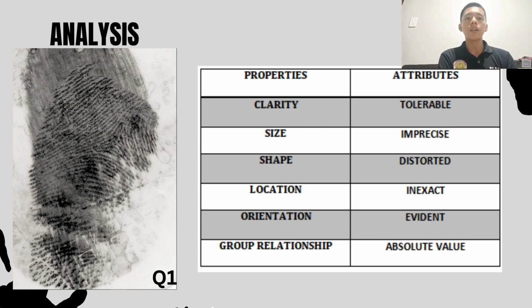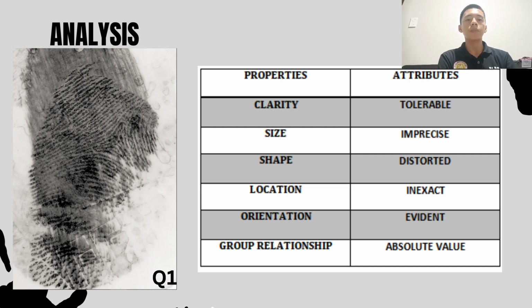The clarity is tolerable since it is practically enough to be exposed in fingerprint examination and the ridges are enough to see. The size of the question print is imprecise because the details of the prints are unclear and cannot be subjected to examination. In terms of shape, it is distorted because the lower right part exhibited a smudge. Location is inexact because there are not enough points to determine the location of the print.